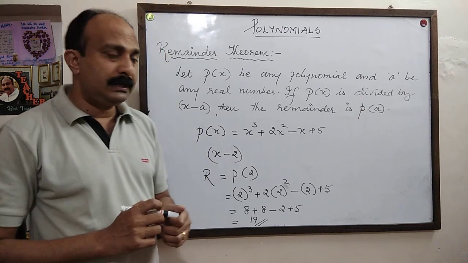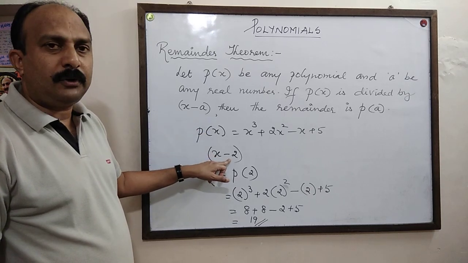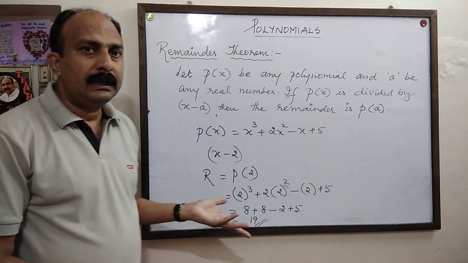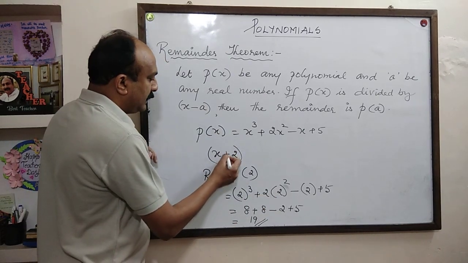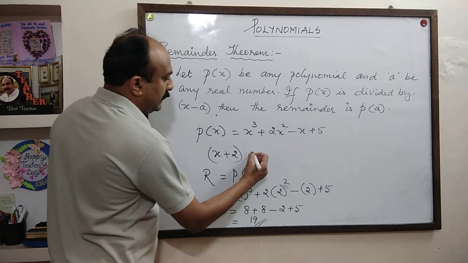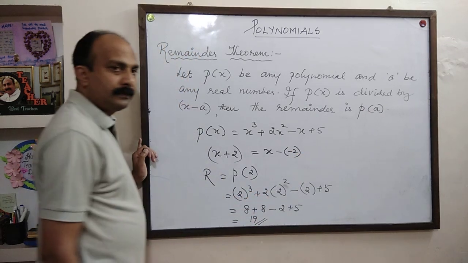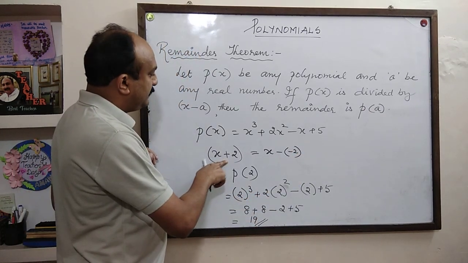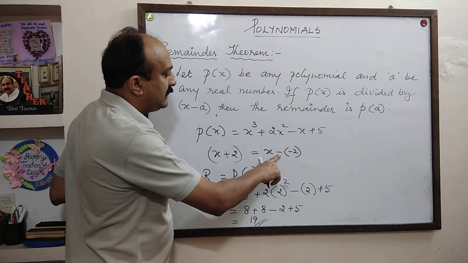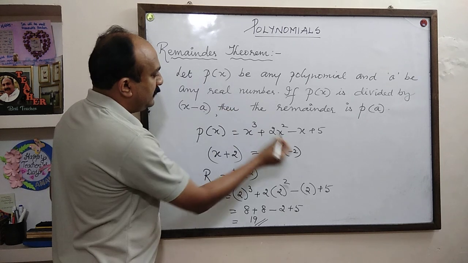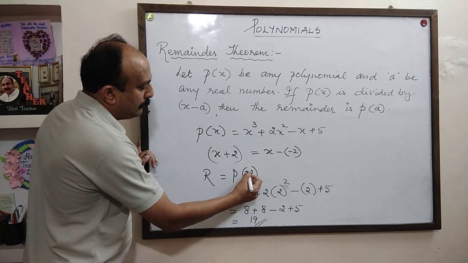I hope all of you got it. Now, this divisor need not be always in the form of minus. It can be plus also. If it is x plus 2, then what will be the answer? X plus 2 can also be written as x minus minus 2. If you want to express it exactly in the form of x minus a, then plus 2 can be written as x minus minus 2. Now what is in place of a? Minus 2. So what will be the remainder? P of minus 2.